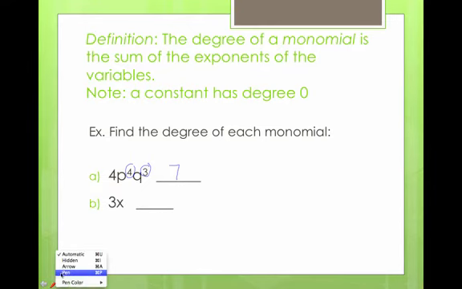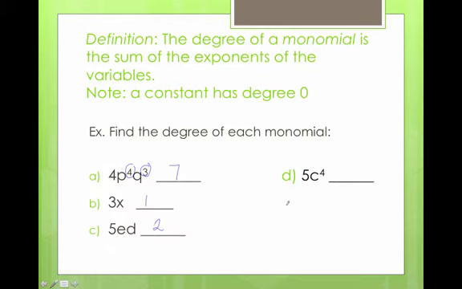Here I've got a degree of 1, single variable, no exponent. I don't see an exponent, but I of course understand that to be a 1. Here I've got 2 variables raised to the first power, so that is a degree of 2. Here I've got a degree of 4. And finally, remember, a constant is a degree of 0.